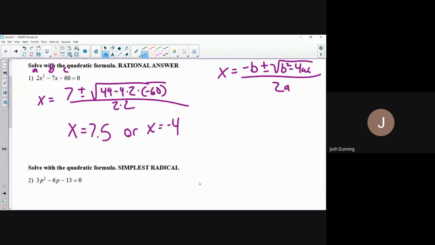Now number 2 says ahead of time, simplest radical. So we know we're not going to type the whole thing in. We're going to get a decimal that goes on if we do that. That won't be the exact answer. We want simplest radical.